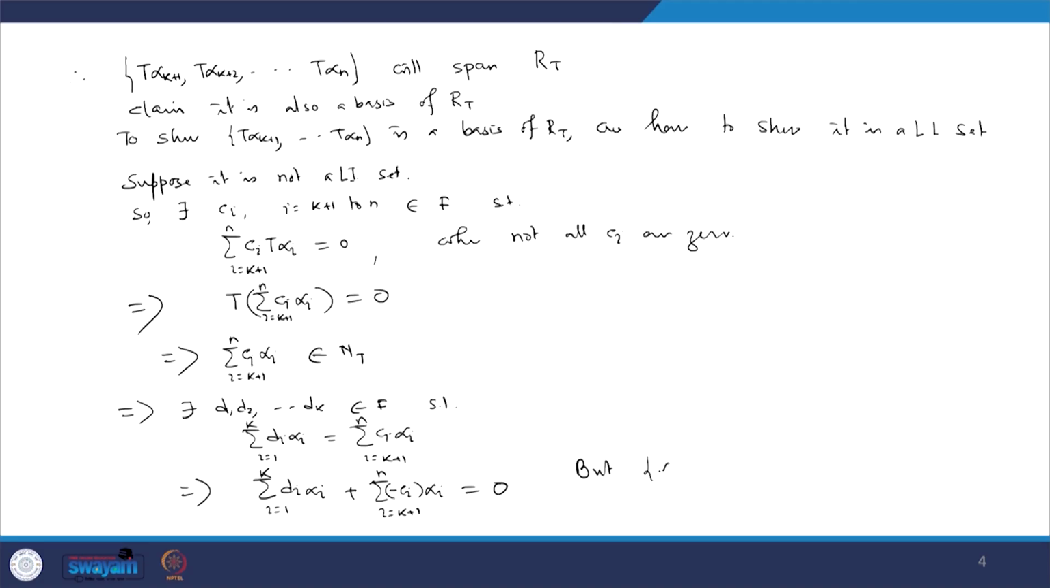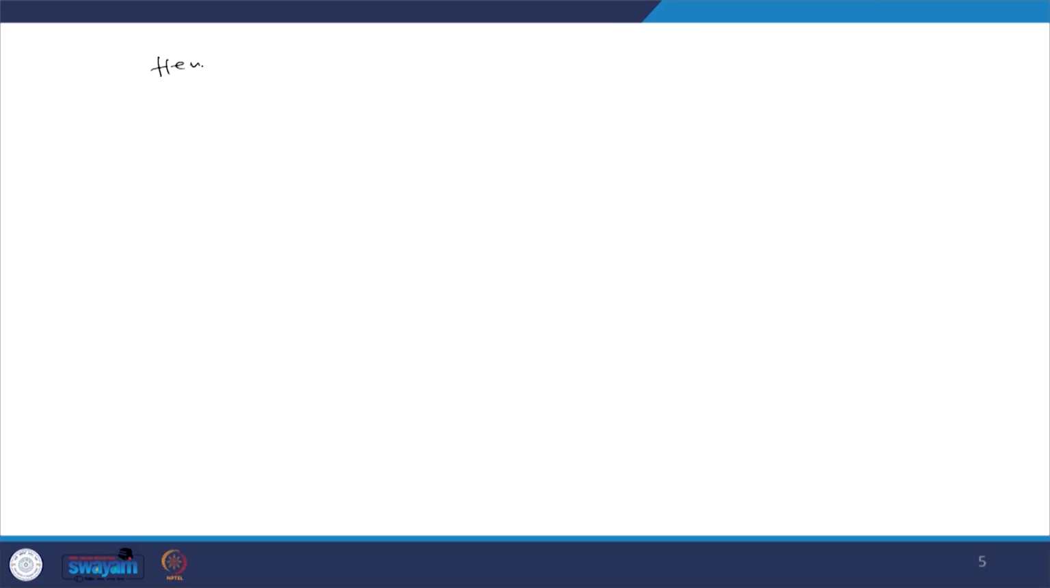But alpha 1 to alpha n is a linearly independent set. So, this implies that each d i equal to 0 for i equal to 1 to k and c i equal to 0 for i equal to k plus 1 to n. This contradicts what we assumed in the very beginning, that not all c i are 0. Hence, T alpha k plus 1, T alpha k plus 2 to T alpha n is a linearly independent set of R T.